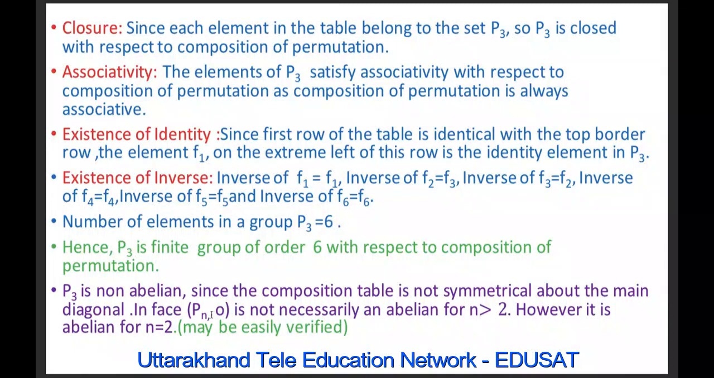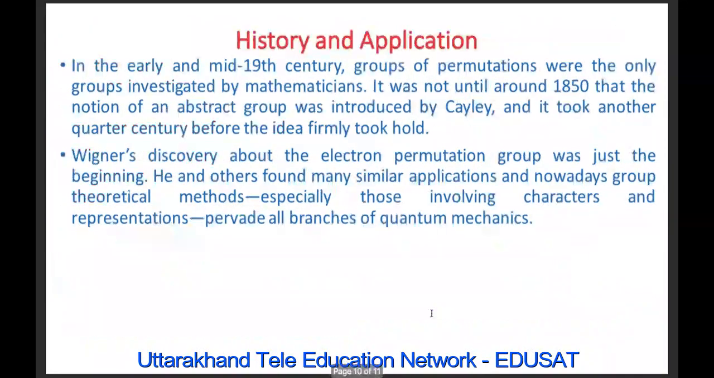In fact, Pn with the operation of composition of permutation is not necessarily an abelian group for n greater than 2. However, it is abelian for n equal to 2. It may be easily verified by taking permutations of a set containing two elements.